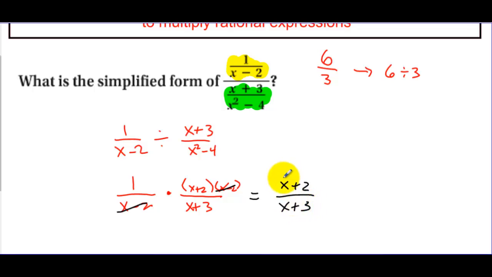And again, remember, I can't cancel out part of a sum or a difference, so this x can't cancel because it's attached to 2, and this one can't cancel because it's attached to 3. We can only cancel factors, and neither of those x's is being multiplied with anything, so we're going to leave this alone and say x plus 2 over x plus 3 is my final answer.